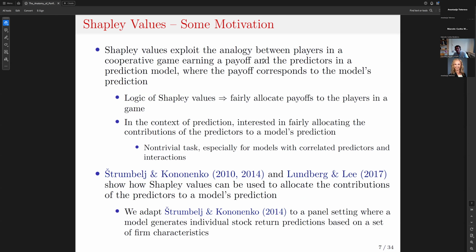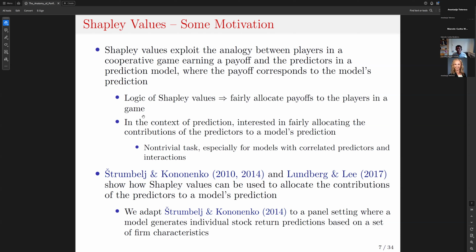Shapley values exploit the analogy between players in a cooperative game earning a payoff and predictors in a prediction model, right? You want to fairly allocate the payoffs to the players in a game. If you think about a football game, Messi, or your favorite football player, playing, and let's suppose it's Argentina and Mexico. Argentina wins 3-0, and then you want to allocate those 3 goals to each of the players, and assume that you're interested in Messi. So how would you do that? How much of those 3 goals are his?